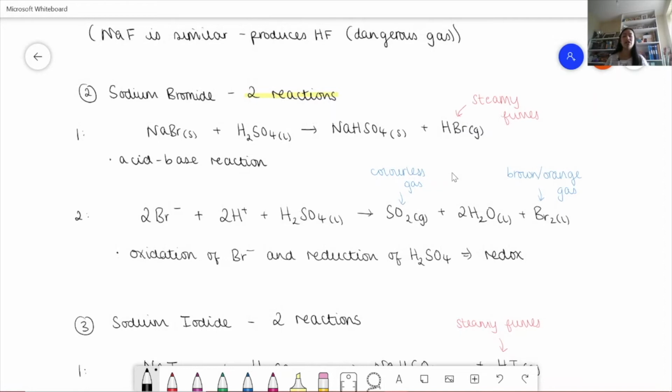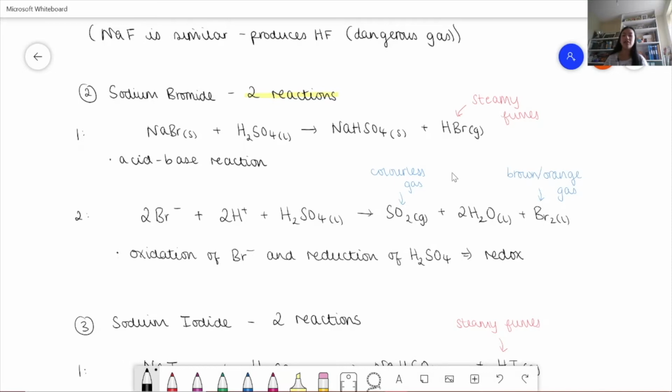Now we're going to look at sodium bromide, and there are two different reactions happening. The first reaction is the same acid-base reaction as for sodium chloride. Sodium bromide reacts with sulphuric acid to form sodium hydrogen sulfate and hydrogen bromide. And again, the hydrogen bromide comes out as steamy fumes. This is the acid-base reaction.